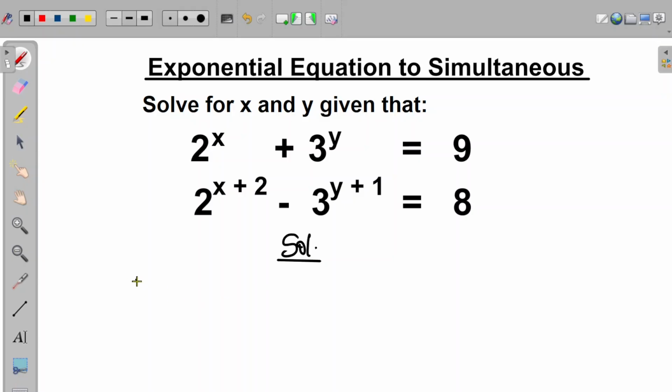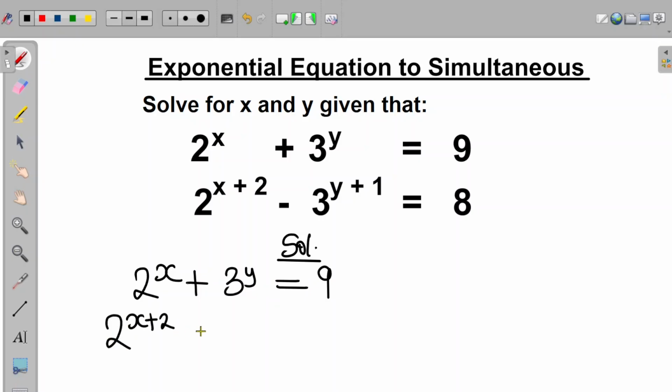So we have that 2 raised to the power of x plus 3 raised to the power of y is equal to 9. And also we have that 2 raised to the power of x plus 2 minus 3 raised to the power of y plus 1 is equal to 8. We can call this equation 1 and this equation 2.